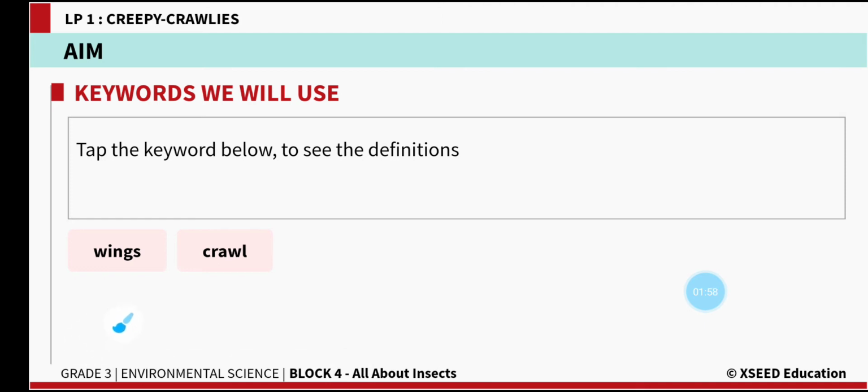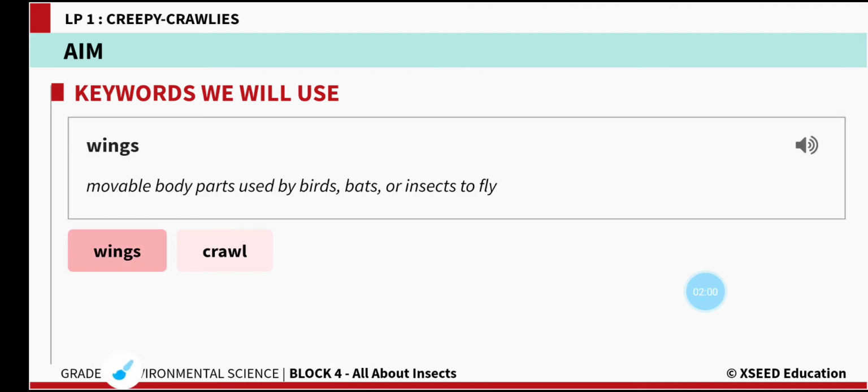The first one, wings. Wings means movable body parts used by birds, bats, or insects to fly. They are known as wings. So wings help with movement in animals. That may be insects, or birds also have wings, as you learnt in the previous chapter.